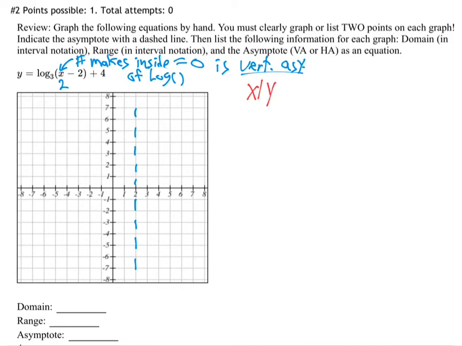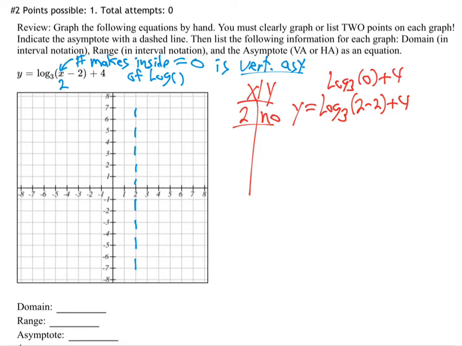And then when we start to make our XY table, we want to plug in numbers. 2's not going to work. You could try it if you wanted to. But if you plug in 2, it won't work because it's y equals log base 3 of 2 minus 2 plus 4. That's going to be log base 3 of 0. And the log of 0 is an error. So that won't work. So that tells us where we start. We go up from there.